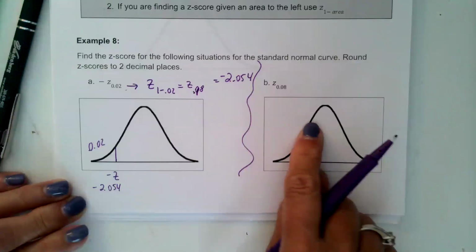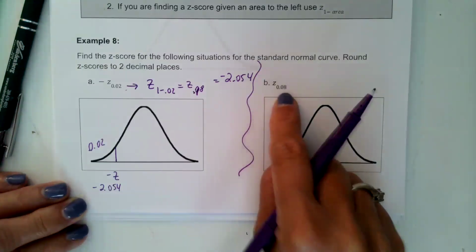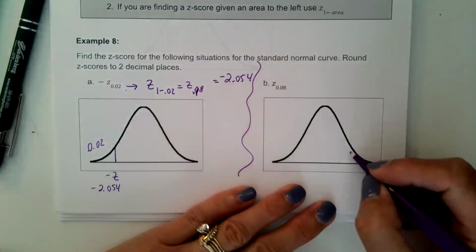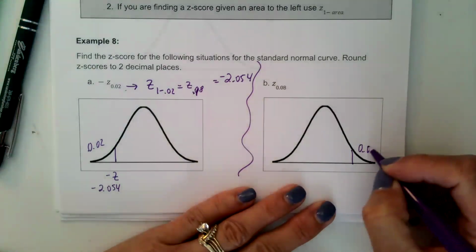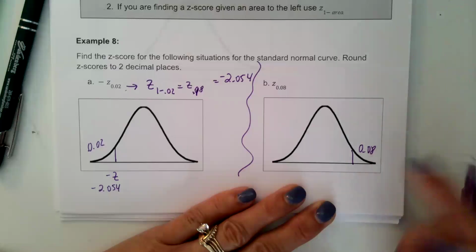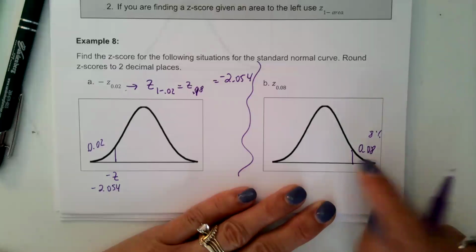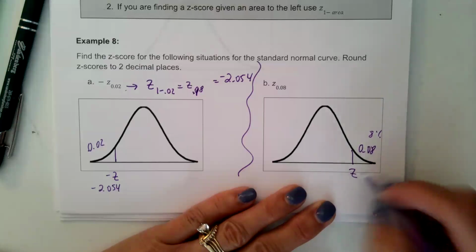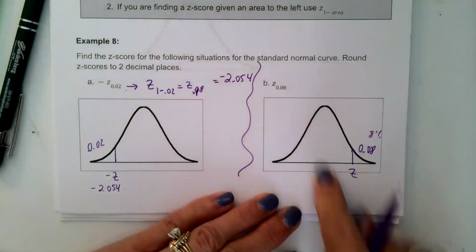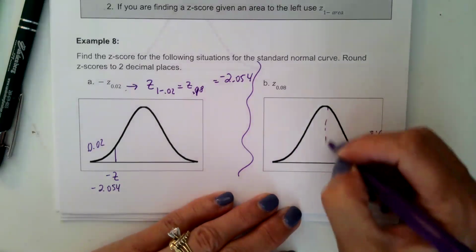Now, letter B says, find z of 0.08. That means I'm looking for a z-score that goes with 0.08, or 8% of my data over here. It's actually very, very small, but I'm drawing it a little bit bigger just so we can see it. That's a positive z because it's going to be on the right-hand side of 0.